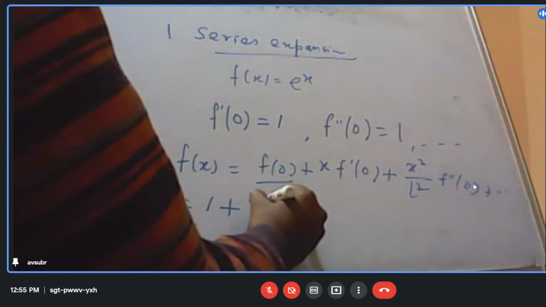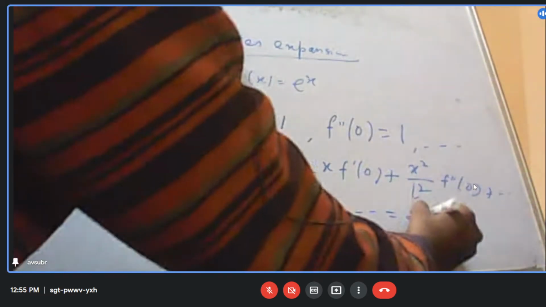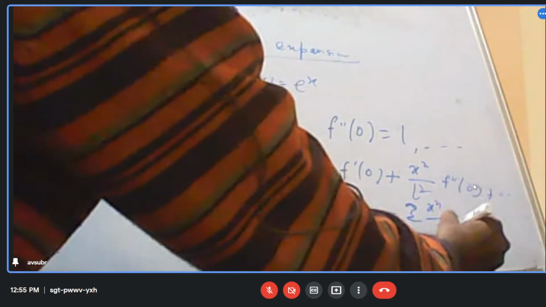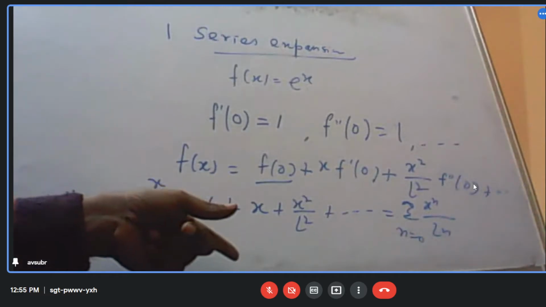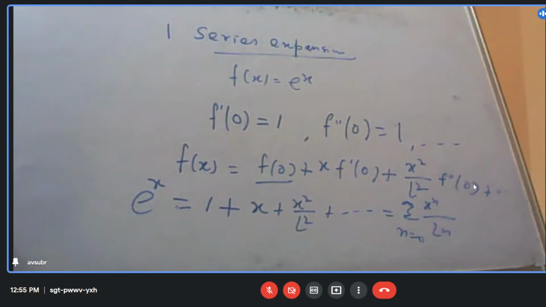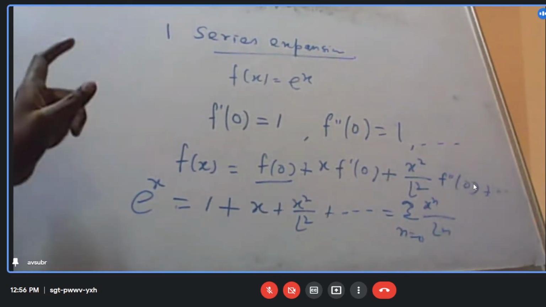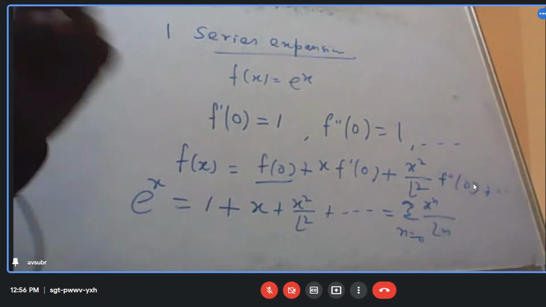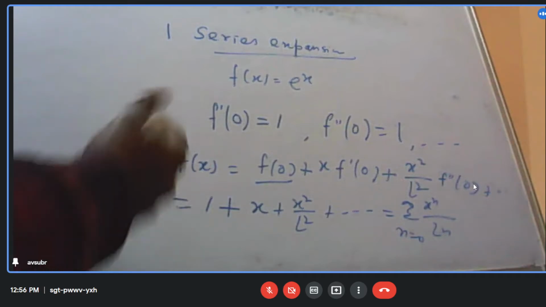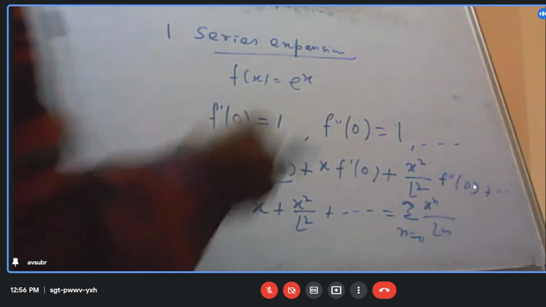So e to the power x in series expansion will be 1 plus x plus x square by 2 factorial plus x cube by 3 factorial. This can also be written as summation n equal to 0 to infinity, x to the power n by factorial n. Can I write it down? Yes, sir. So this is how you can expand a function into a series expansion using this Taylor series.